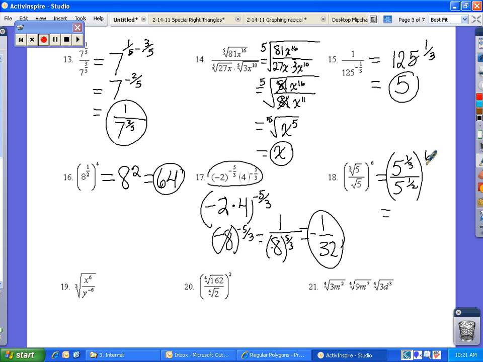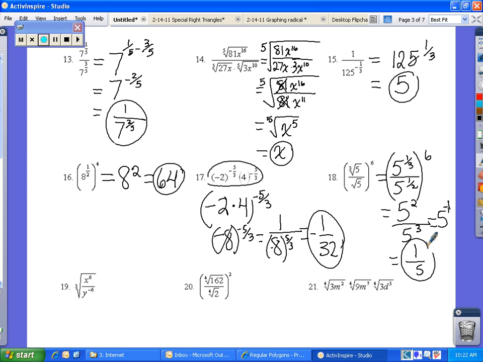So 1/3 times 6 is 2, so that's 5 squared. 1/2 times 6 is 3, so that's 5 to the 3rd. And then you know that you can subtract those exponents to get negative 1. So that's actually 5 to the negative 1. And we know that that negative 1 puts it on the bottom, so you basically get 1/5.